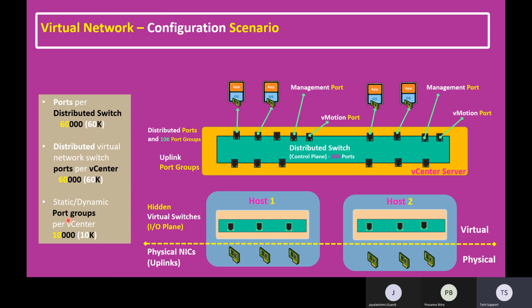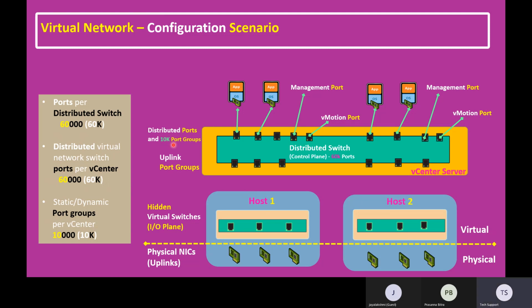And the static and dynamic ports. Static means by default every DV switch comes with one DV port group, either a static port or dynamic. Dynamic means automatic. Static means manually created port group. Either manually created or automatic port group. Per vCenter, the maximum port groups we can create is 10K. So only 10K port groups we can create. Clear?